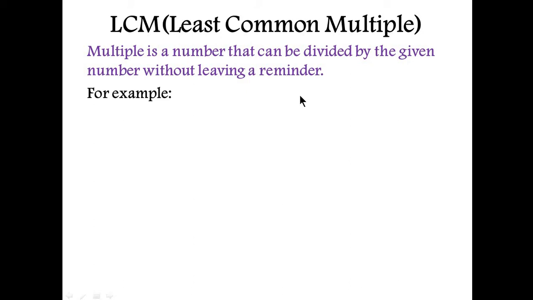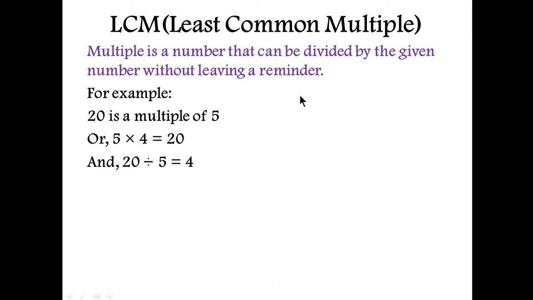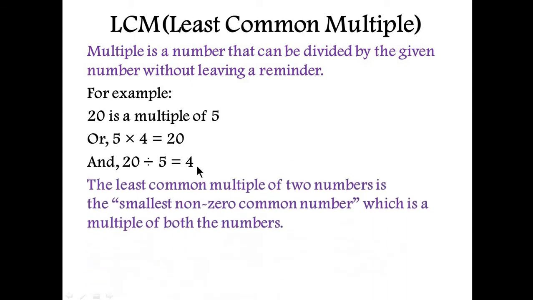remainder. For example, 20 is the multiple of 5, since 5 fours are 20, or 20 divided by 5 you get 4, so it's a multiple. Now you have to know what is the least common multiple. Least common multiple means that when you have two numbers, then the smallest non-zero common number, which is the multiple of both numbers, is known as LCM, or the least common multiple of both numbers.